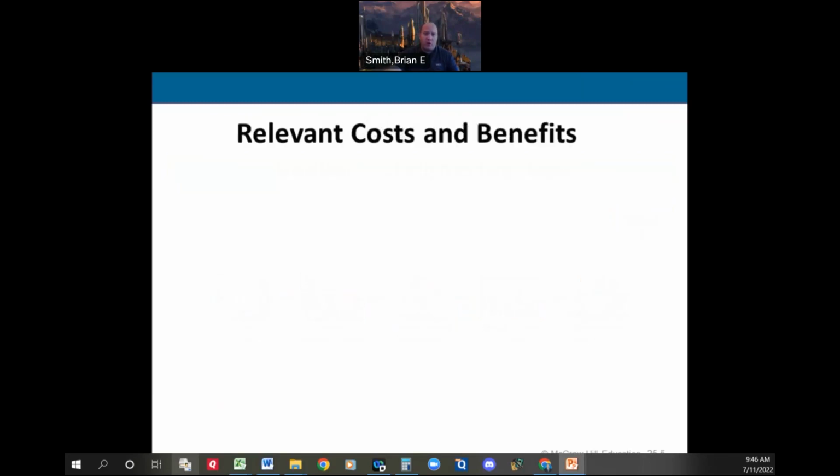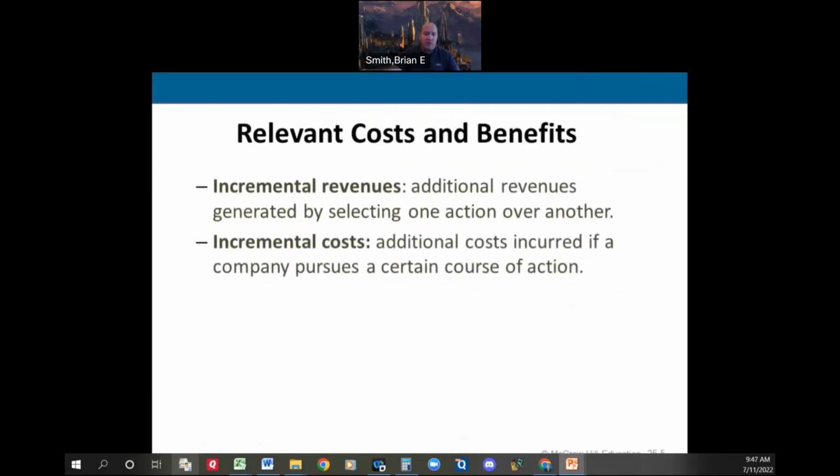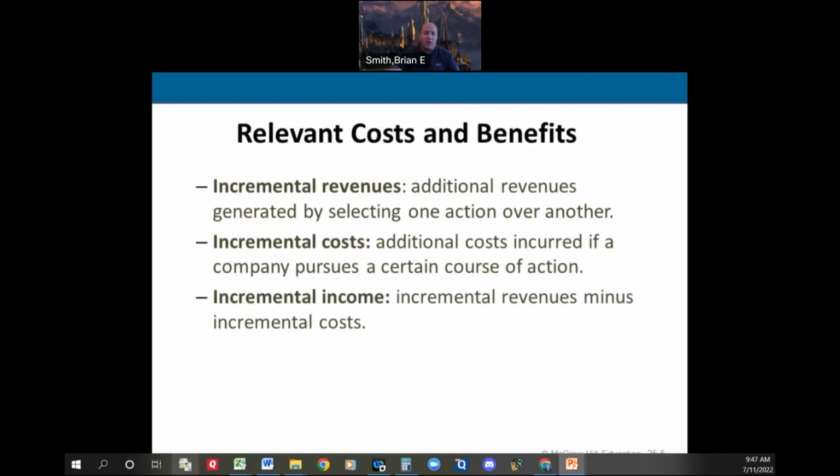Relevant costs are important to understand because without them, we're not going to be able to make an accurate decision. Incremental costs and incremental revenues are things that are going to increase or decrease as a result of our decision. So when we are making that decision, we need to figure out what's going to increase our income. Keep in mind, income is different than revenue. One option might give us a lot more revenue, but it also might give us a lot more costs, which would make a smaller income. We're looking for which one makes us the most money.